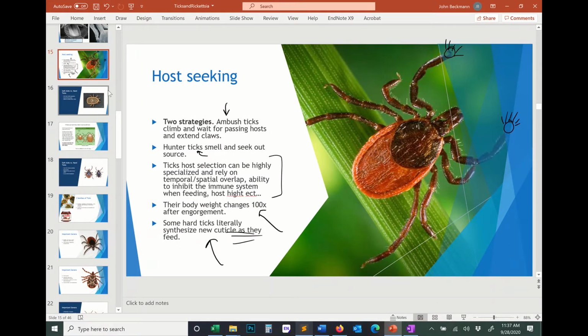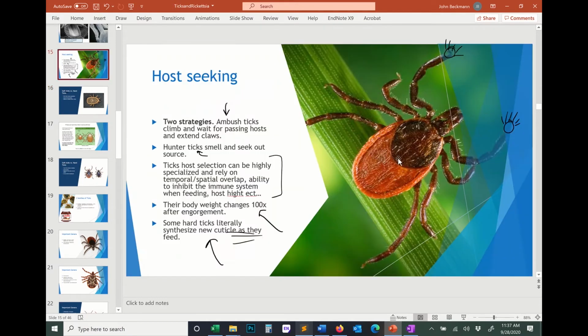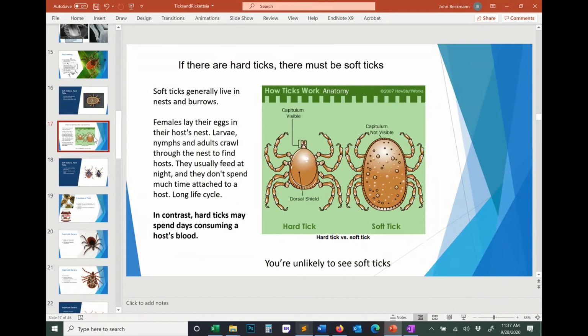Okay, so there are soft ticks and there are hard ticks. And we'll get into the families of ticks. But the soft ticks, they don't have what you think of. So if you look at this picture, hard ticks have this hard dorsal shield, or the scutum. So it's like a hard shield. Soft ticks don't have that. And with soft ticks, you can't see their mouth parts. Hard ticks, you can see their mouth parts. So this is a soft tick, you can't see its mouth parts, and it looks soft and squishy. Okay? So there's hard ticks and there's soft ticks.